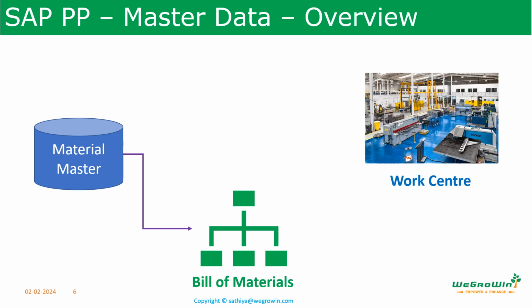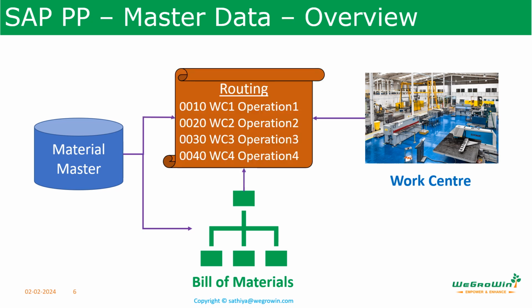Then the work center is created. A work center is the place at which the production activities are carried out. It may be a machine, line, or labor. And then the routing for the material is created by assigning the work centers we just created. So work centers must be defined before routing operations are created.